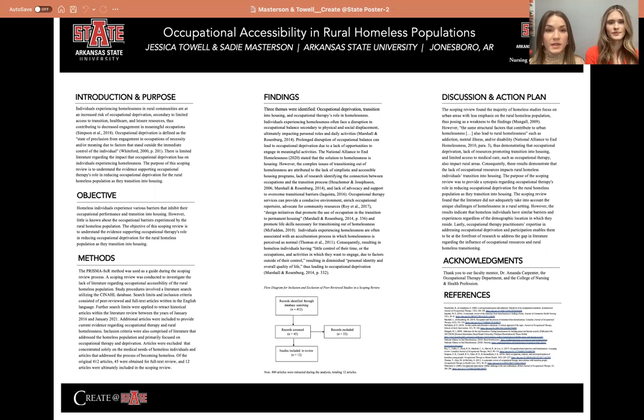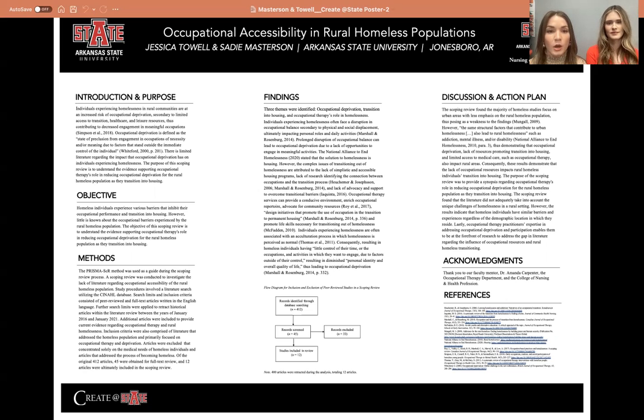Regarding the findings of our study, 3 themes were identified: occupational deprivation, transition into housing, and occupational therapy's role in homelessness. Individuals experiencing homelessness often face a disruption in occupational balance secondary to physical and social displacement, ultimately impacting personal roles and daily activities. Prolonged disruption of occupational balance can lead to occupational deprivation due to a lack of opportunities to engage in meaningful activities.